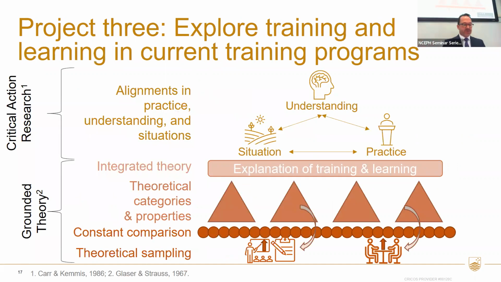Okay, this one gets a bit complicated. The third project explores training and learning in today's applied epidemiology training programs. The trainers that I named earlier are co-investigating this. We're approaching the project from a critical action research framework. That is one that aims for change. So explanations and understandings are not the goal. They're just steps towards change. In our context, that would be to transform training by revealing alignments or misalignments between practices, understandings of practice, and situations.